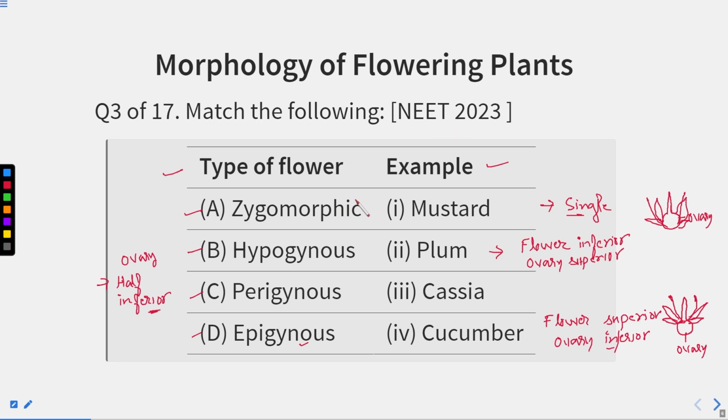Zygomorphic, I've already told you. There is only one plane of division. The flower can be divided into two halves in just one way. Suppose I will draw a diagram to explain this. So this is the flower.